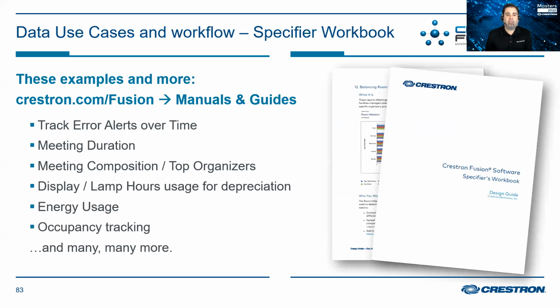So we did talk a lot about the specifier workbook. This is where to find it. It's crestron.com/fusion. Go to manuals and guides, and then scroll all the way down to the bottom. That's where you're going to find this guide. It does include the use cases I just mentioned and many, many more, and talks at more length about what's required to stand up those examples.